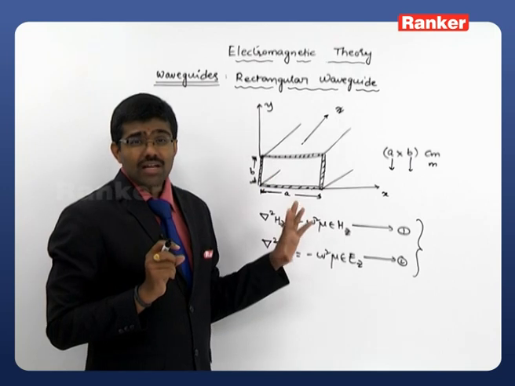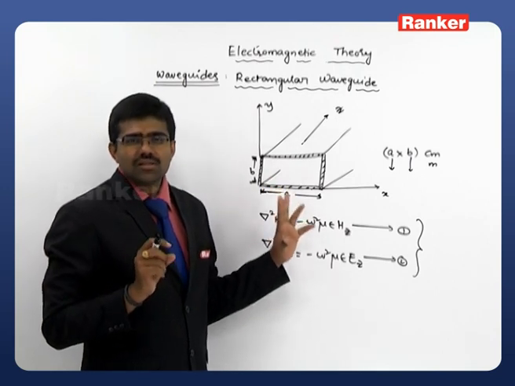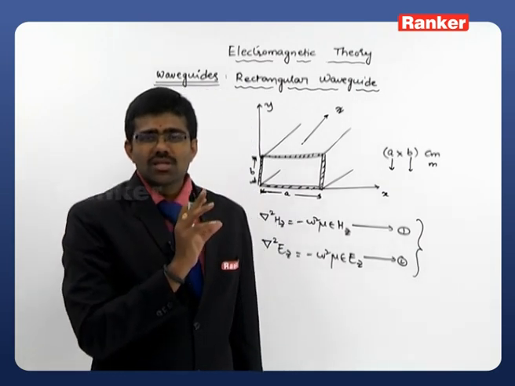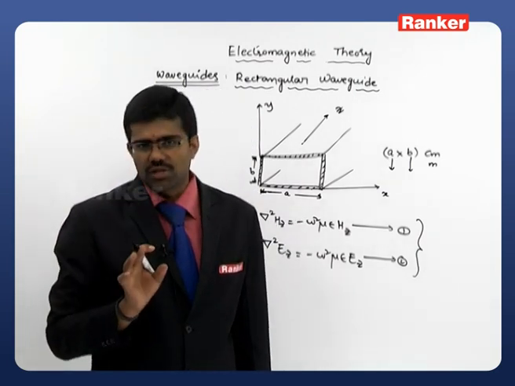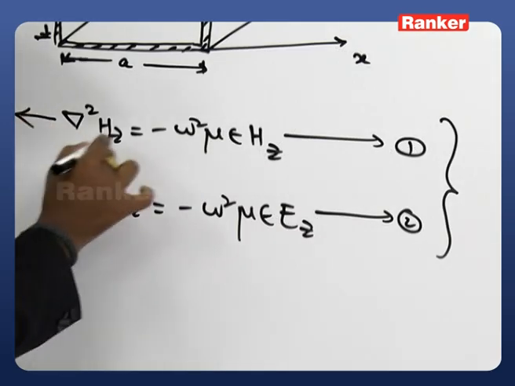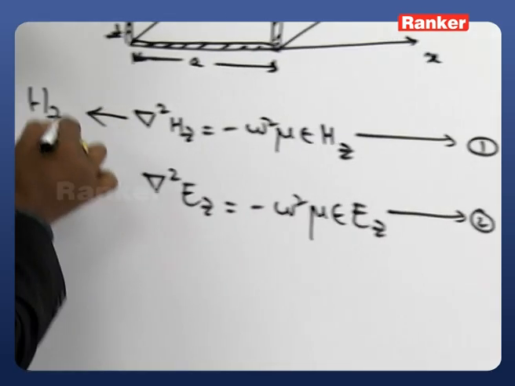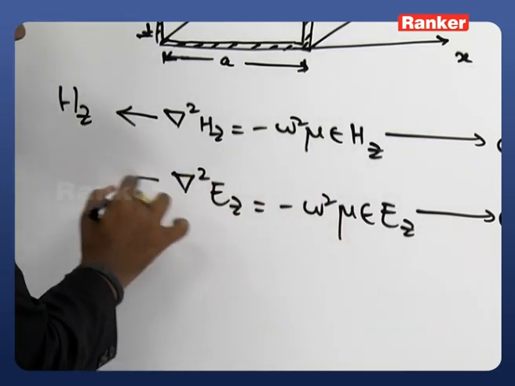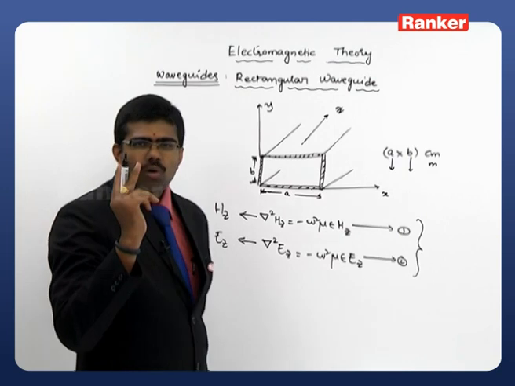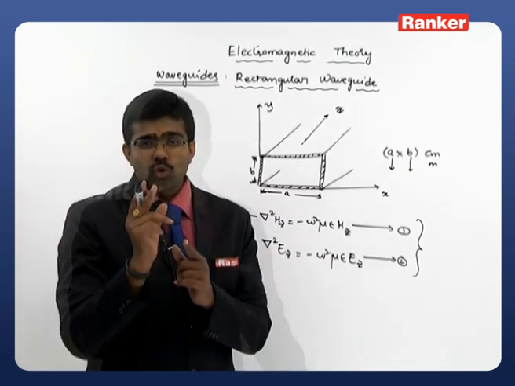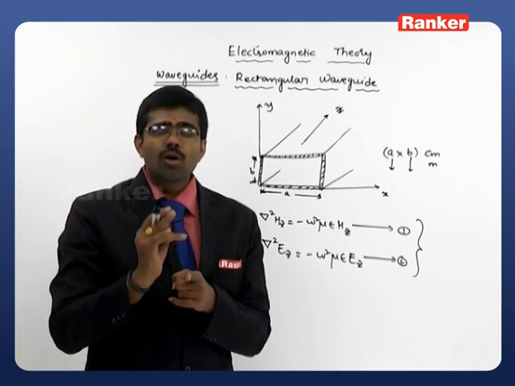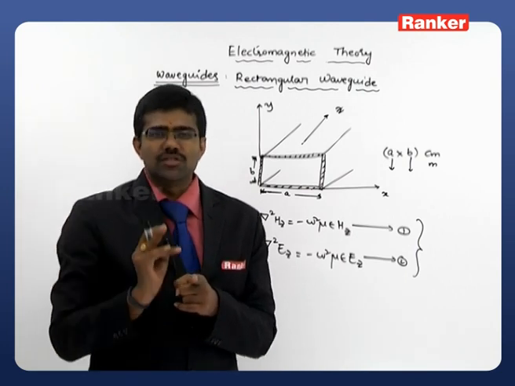Now I have to manipulate these equations. Just observe the plot that I am taking. I have to manipulate these two equations and get the solution for them. When I solve the first one, I will get the pure Hz equation, and if I solve the other one, I will get the pure Ez equation. So I have two components. One component of the electromagnetic wave is E in the direction of z, Ez. Another component in the direction of z is Hz.